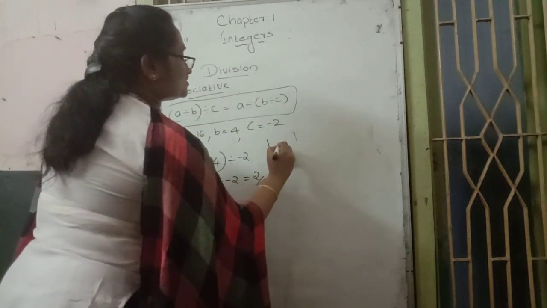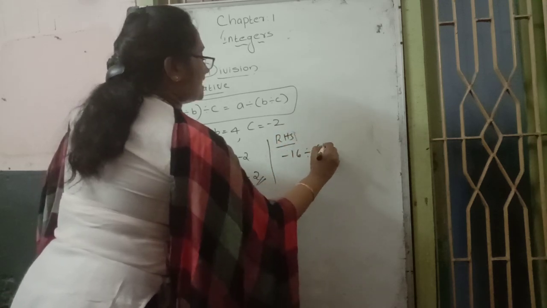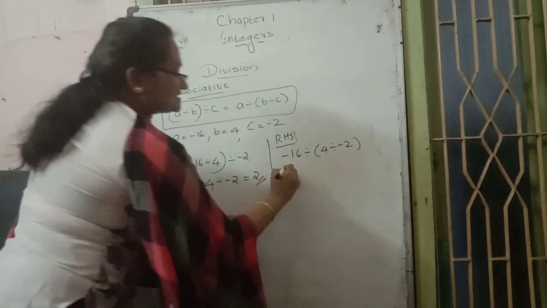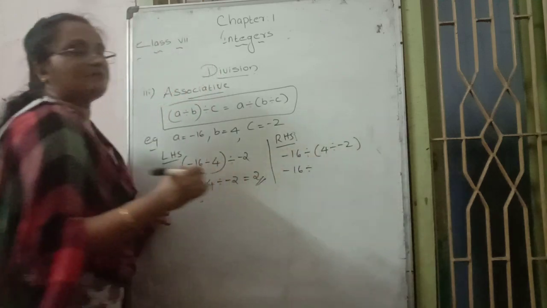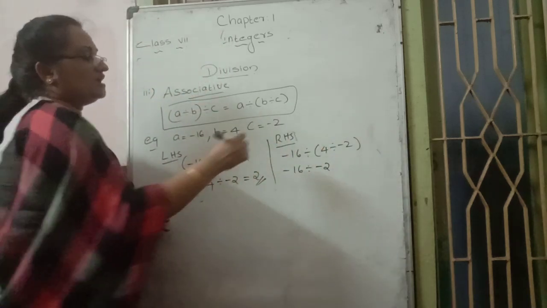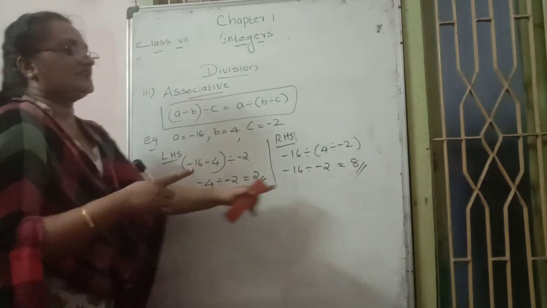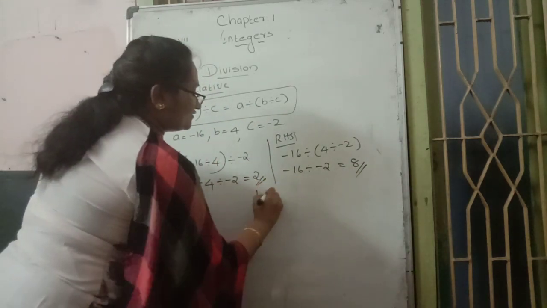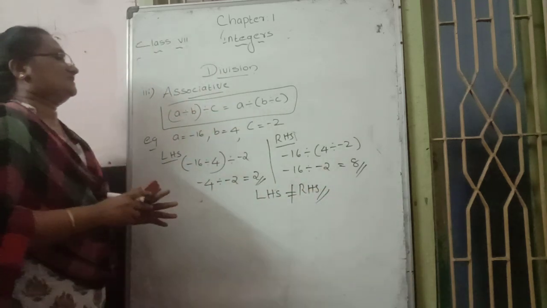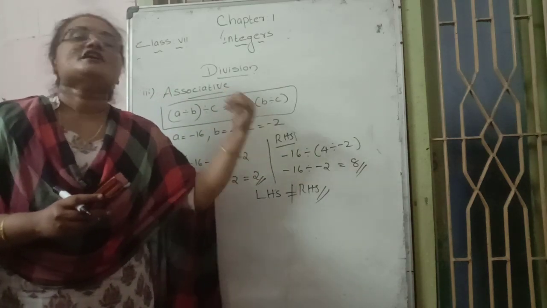In the same way we check whether our RHS answer is 2 or not. The RHS part is minus 16 divided by (4 divided by minus 2). Minus 16 keep outside. 4 divided by minus 2: 2 table 4, 2 times, but minus, that's why minus 2. Minus cancel, 2 table 16, how many times? 8 times. See, are LHS and RHS the same? No. LHS answer is not equal to RHS answer. That's why division is not satisfied under the associative property.